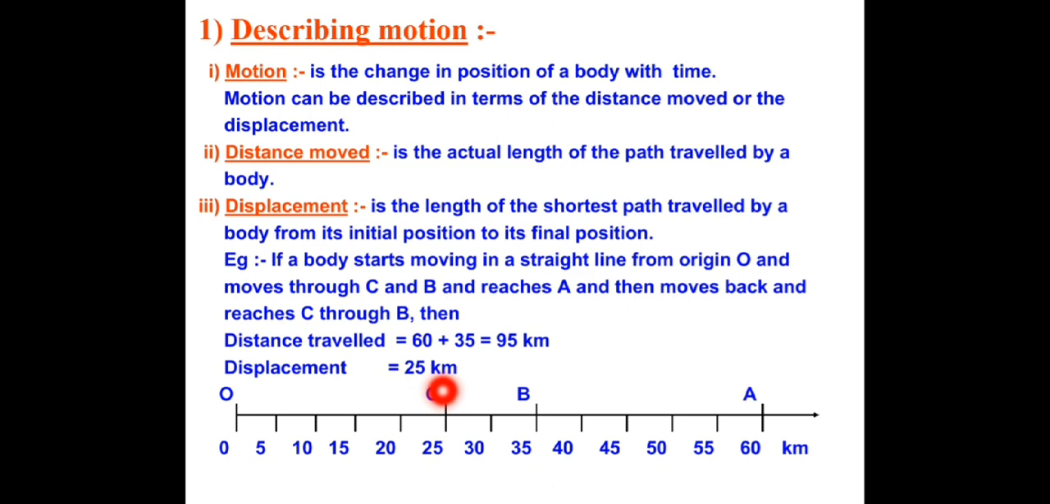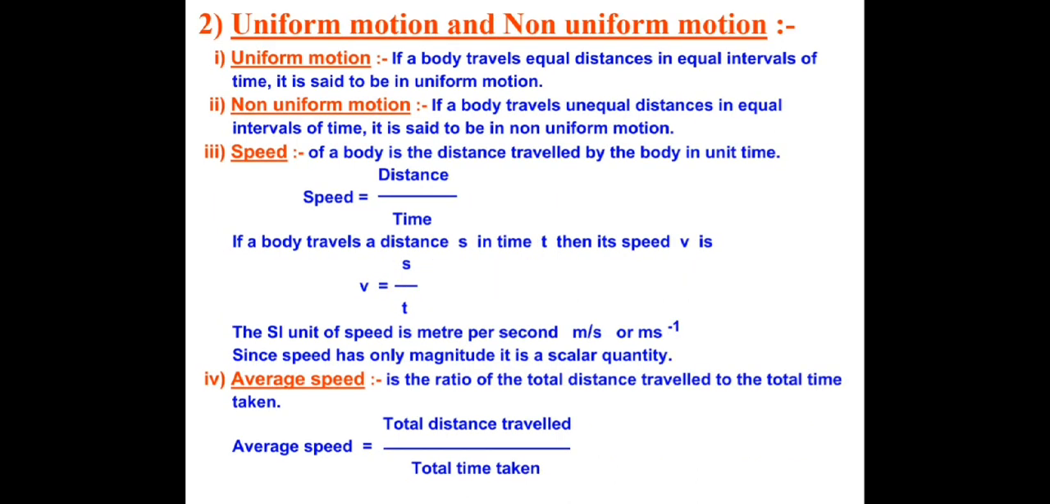So this is the difference between distance moved and displacement. Once again, distance moved means the actual length of the path travelled by a body, and the displacement means the length of the shortest path travelled by a body from its initial position to its final position. Next is uniform motion and non-uniform motion.